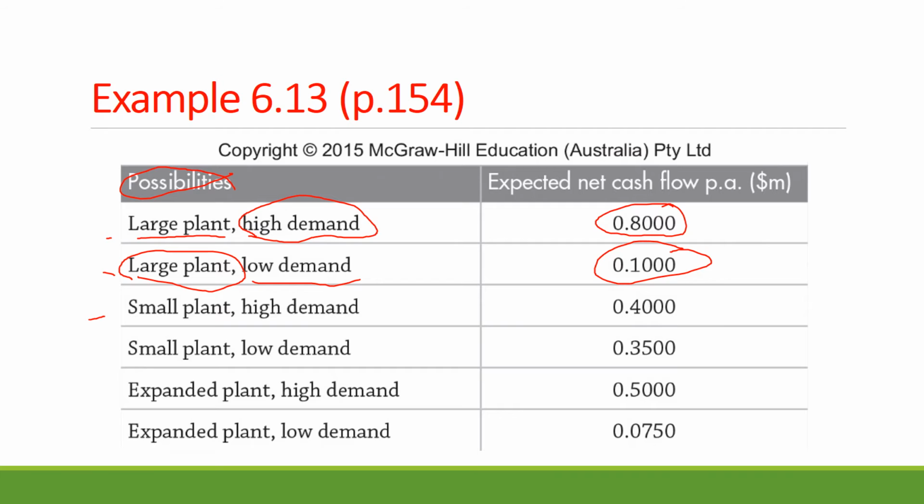If we have a small plant and it's in high demand, we generate half of the large plant's cash flows, so $400,000. For the low demand case, we get $350,000. In 2 years' time, when we expand the plant, if the demand is high, we get $500,000. However, if the demand is low, with the expanded plant, we only get $75,000. So these are the cash flows related to each of the situations.